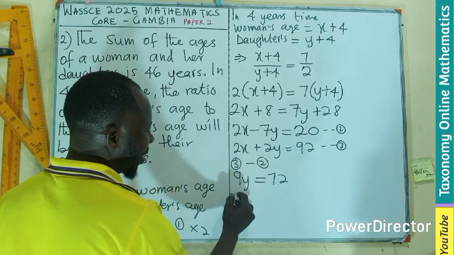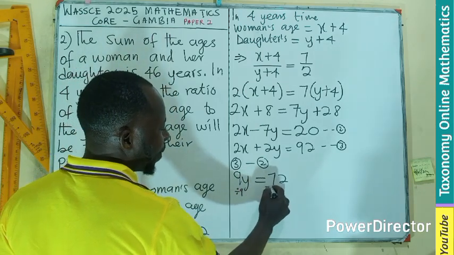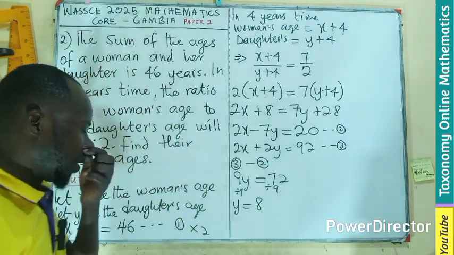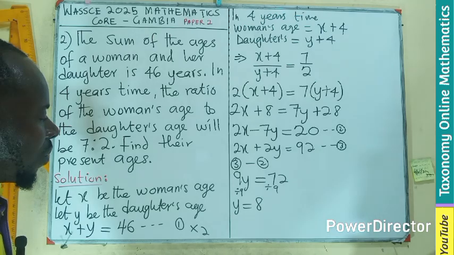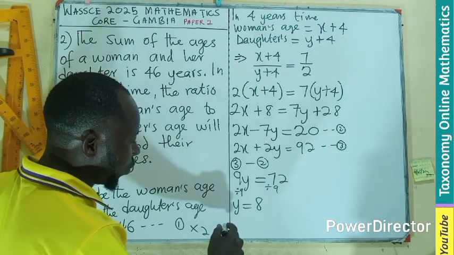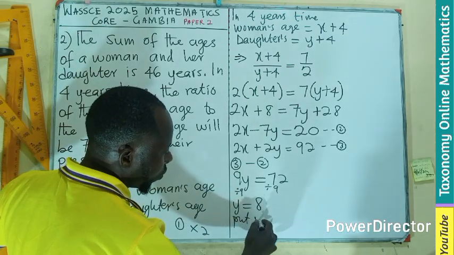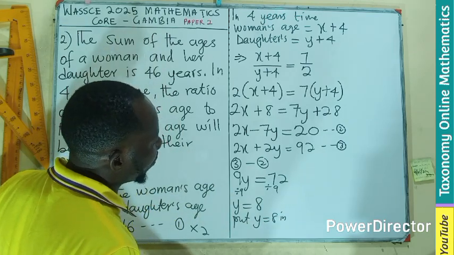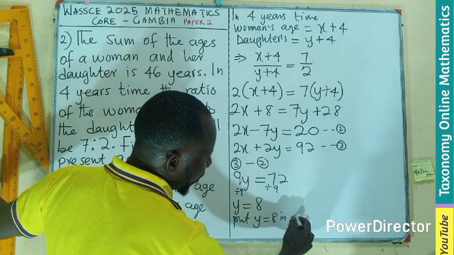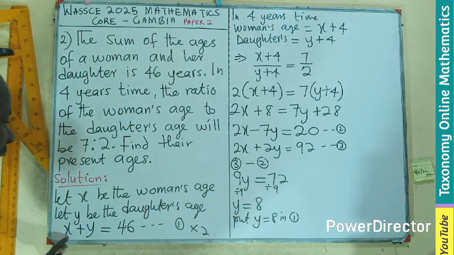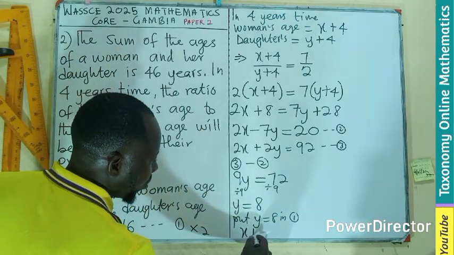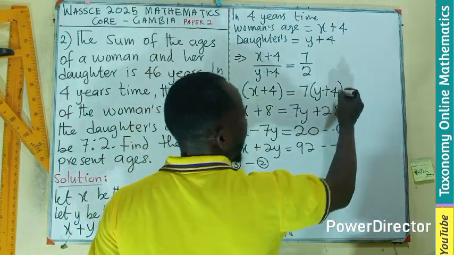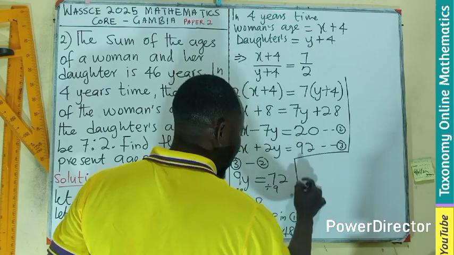I guess fast forward, we can say that if you divide by 9, y is going to be equals to what? 8. Now what do we need? We need both the x and what? The y. So let's put y equals to 8 in any of the equation. Which of the equation? Equation 1. Let's use equation 1. And this equation 1 is x plus y, which is 8, equals to what? 48.